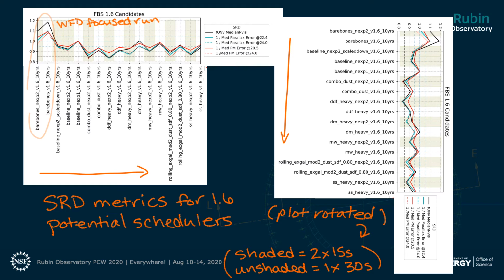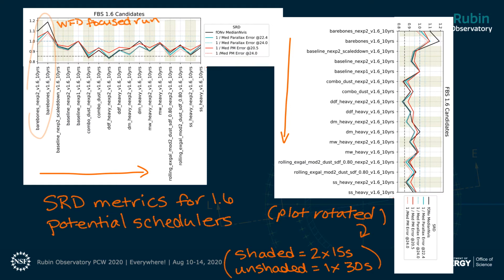So you see another feature here is that some of the columns are shaded and some of them are clear. The ones that are shaded are simulations which have been done with 2 by 15 second visits, and the ones that are not shaded are 1 by 30 second visits. This is an aspect of the survey strategy that we can't completely define currently, and so we need to sort of keep those both in mind as we go forward.